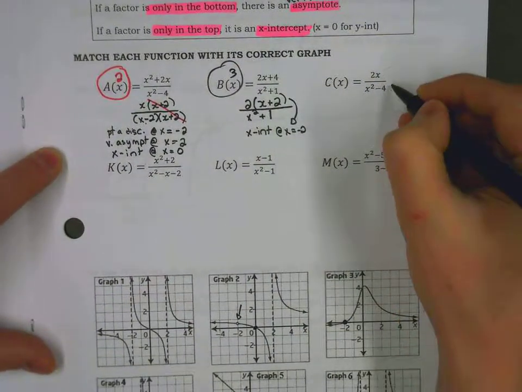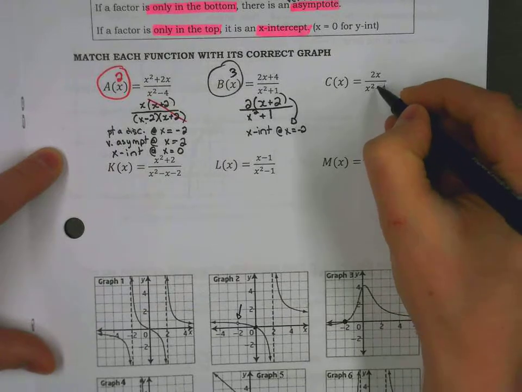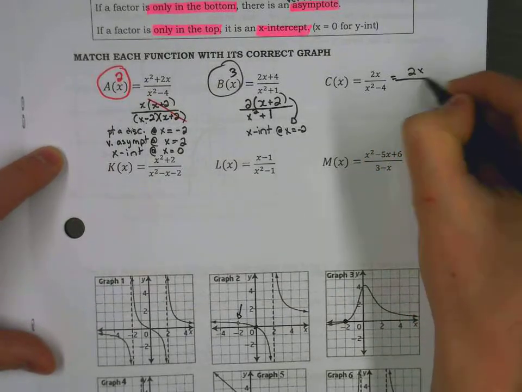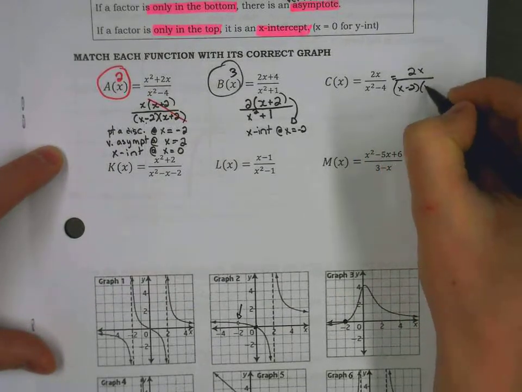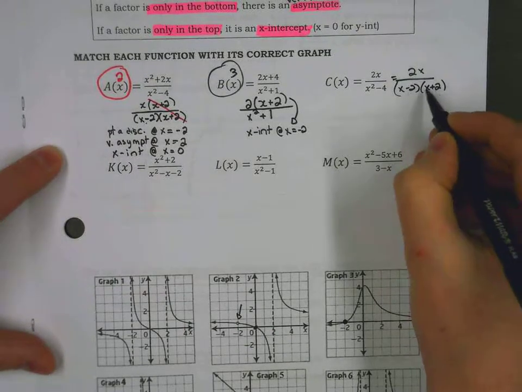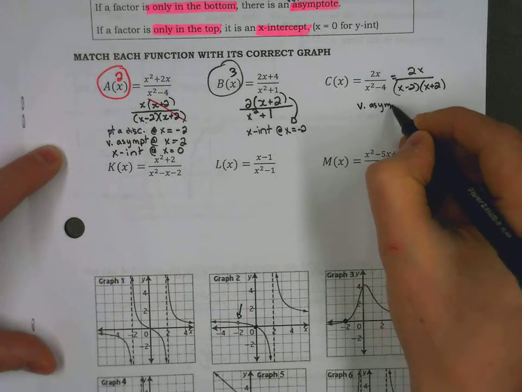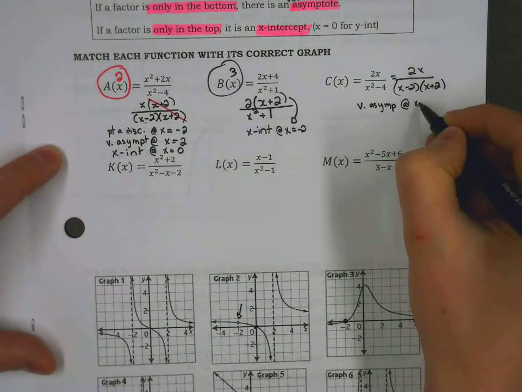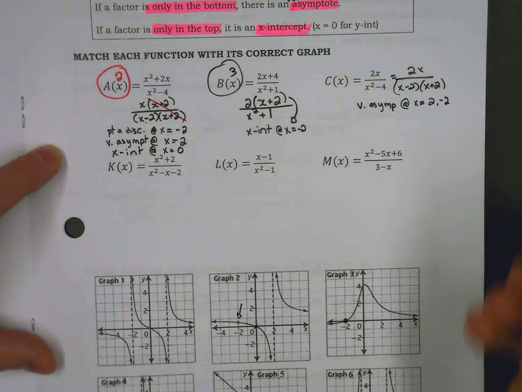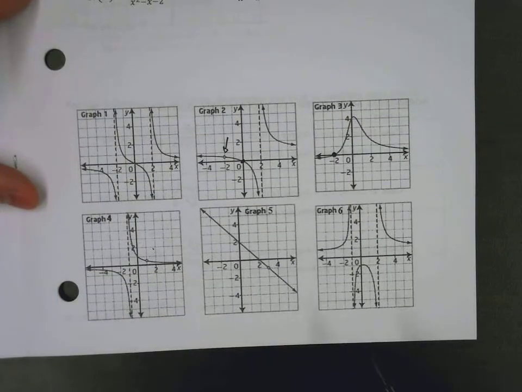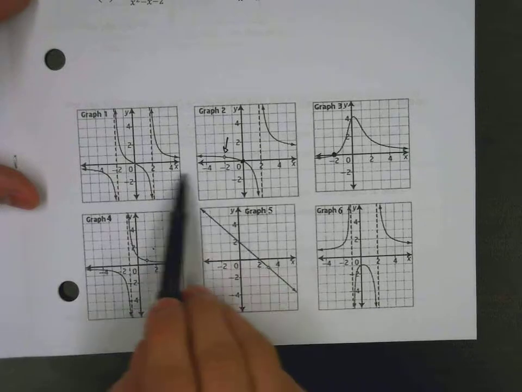Again, for this one, you've got the bottom factors, x minus 2, x plus 2. So we can say there should be 2 factors on the bottom. There should be 2 vertical asymptotes at x equals 2 and negative 2. I can immediately look and say, this should be negative 1 and 2. Nope. Negative 2 and 2.